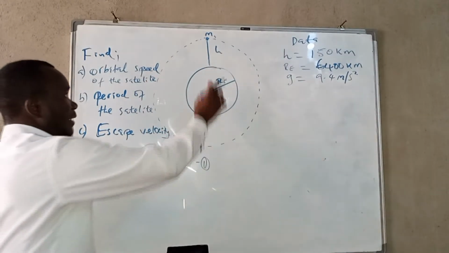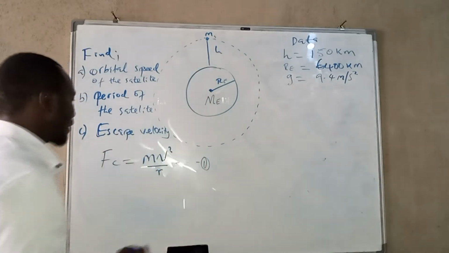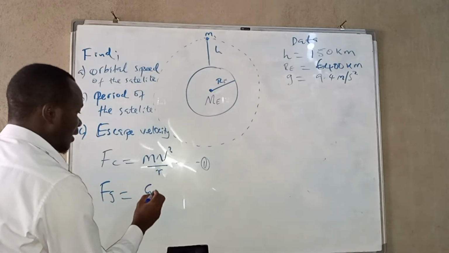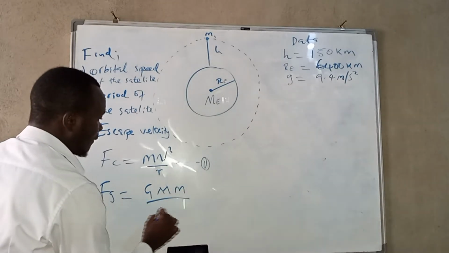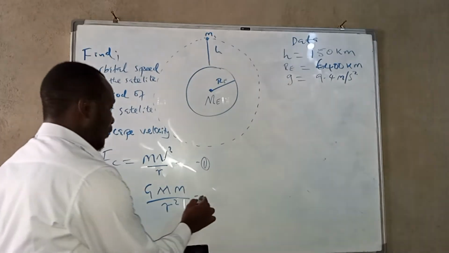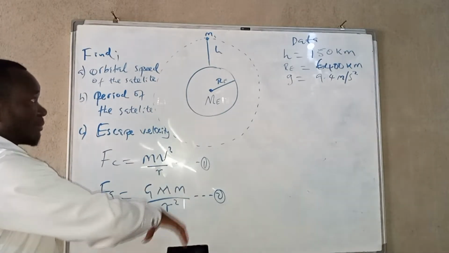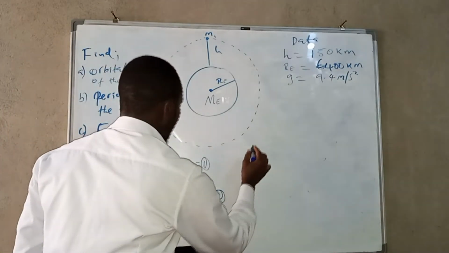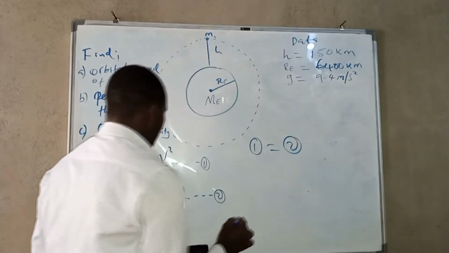Now, there is a force of attraction between the mass of the Earth and the mass of the satellite, and that is Fg. Fg is given by G, the gravitational constant, then Mm over r squared. This one we can call equation number 2. Since these forces must balance as it orbits the Earth, equation 1, Fc, is equal to Fg. So 1 is equal to 2.